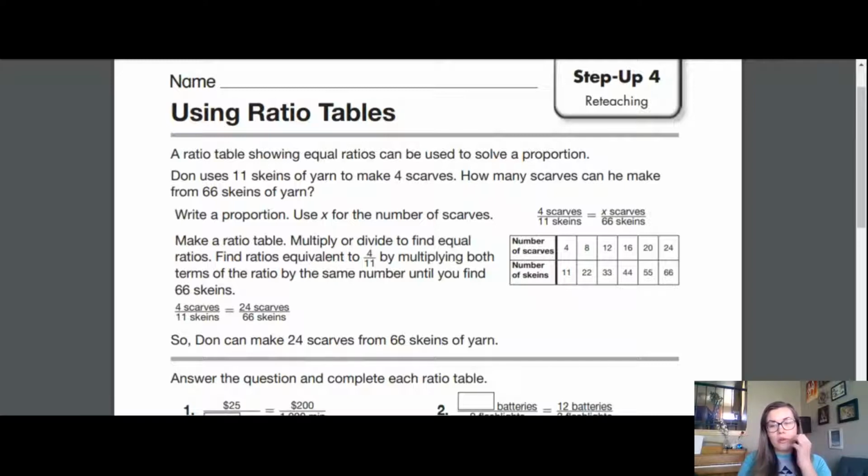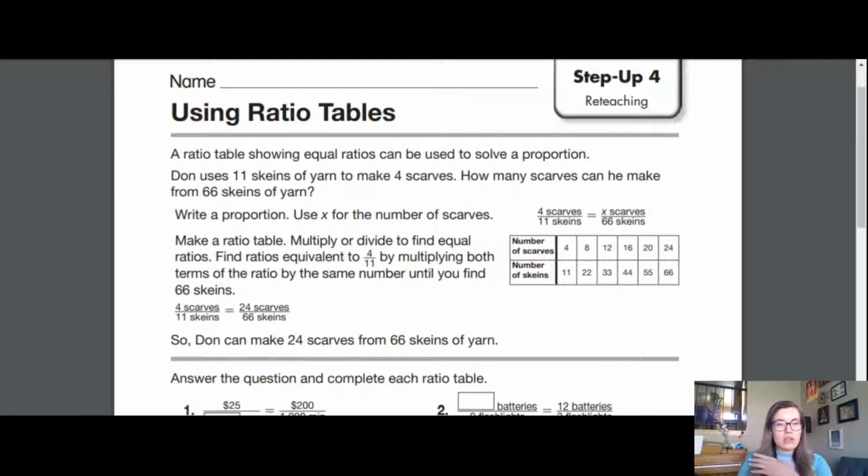And then here you can see that they multiplied 4 by 3. Here they multiplied 4 by 4, 4 by 5, 4 by 6, okay? Finally, when they multiplied the top and bottom by the same number of 6, they got to 66 skeins. And so that told us that 24 would be the number of scarves that he makes with 66 skeins of yarn. So it says right here, so Don can make 24 scarves from 66 skeins of yarn.